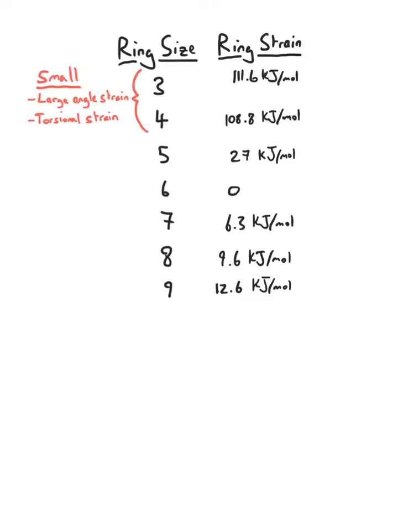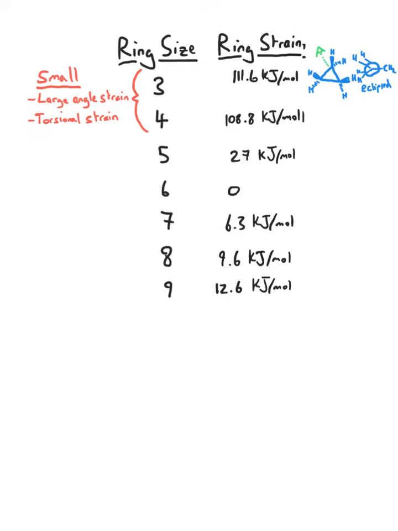Three- and four-membered rings are referred to as small rings, and these have the highest ring strain. This is due to the large angle strain as well as torsional strain. Where is this coming from? Well, let's look at a three-membered ring.